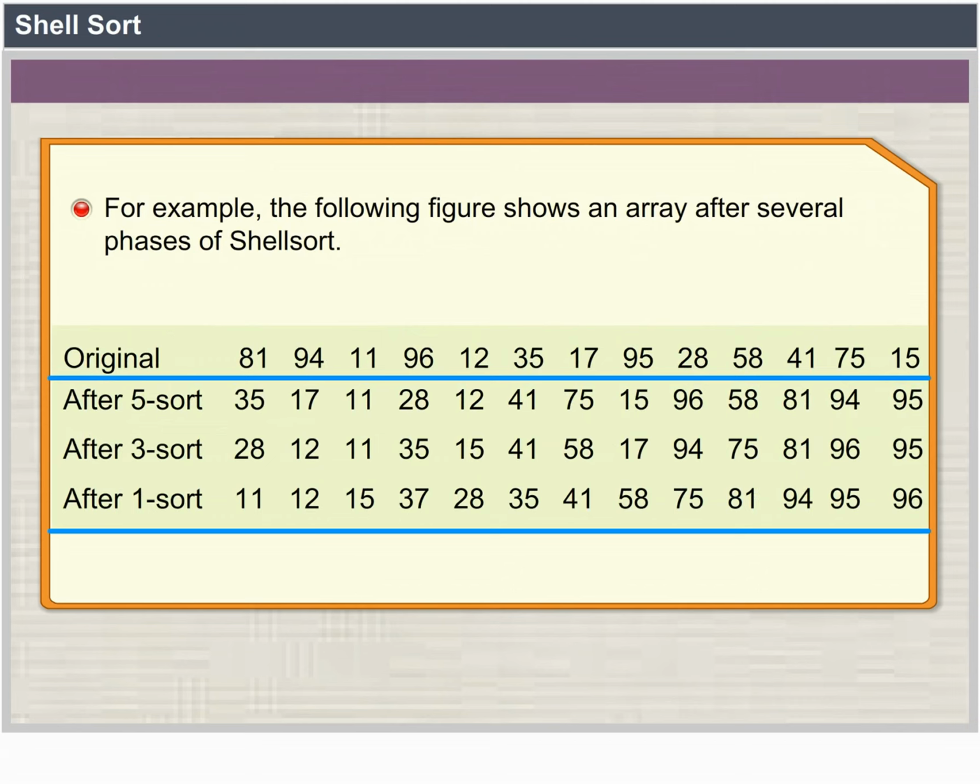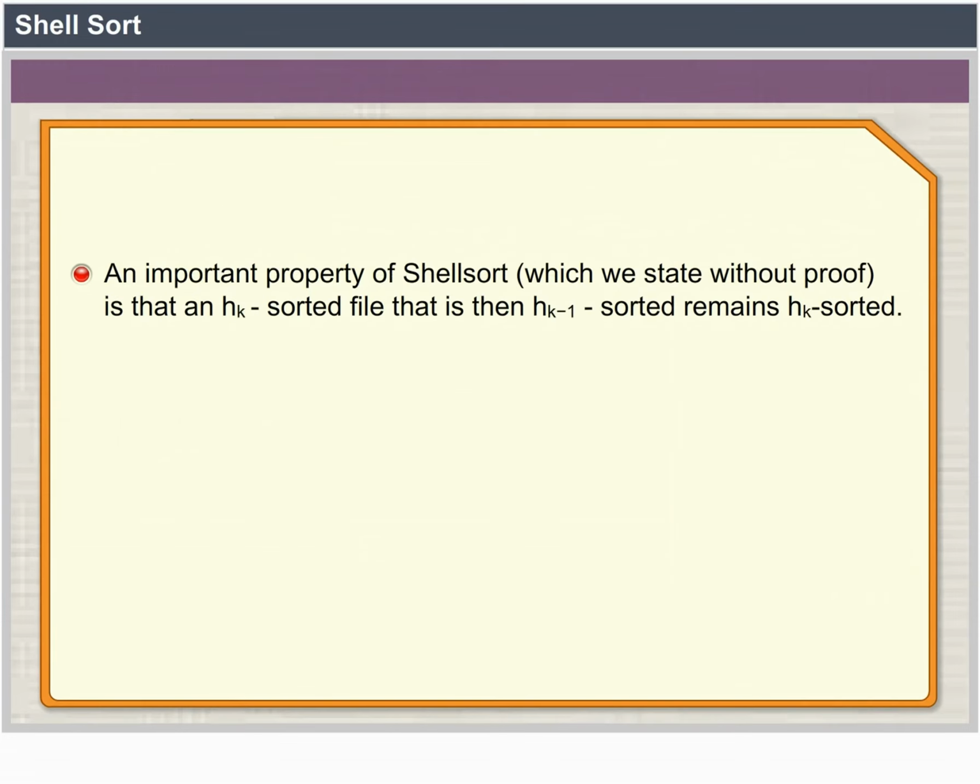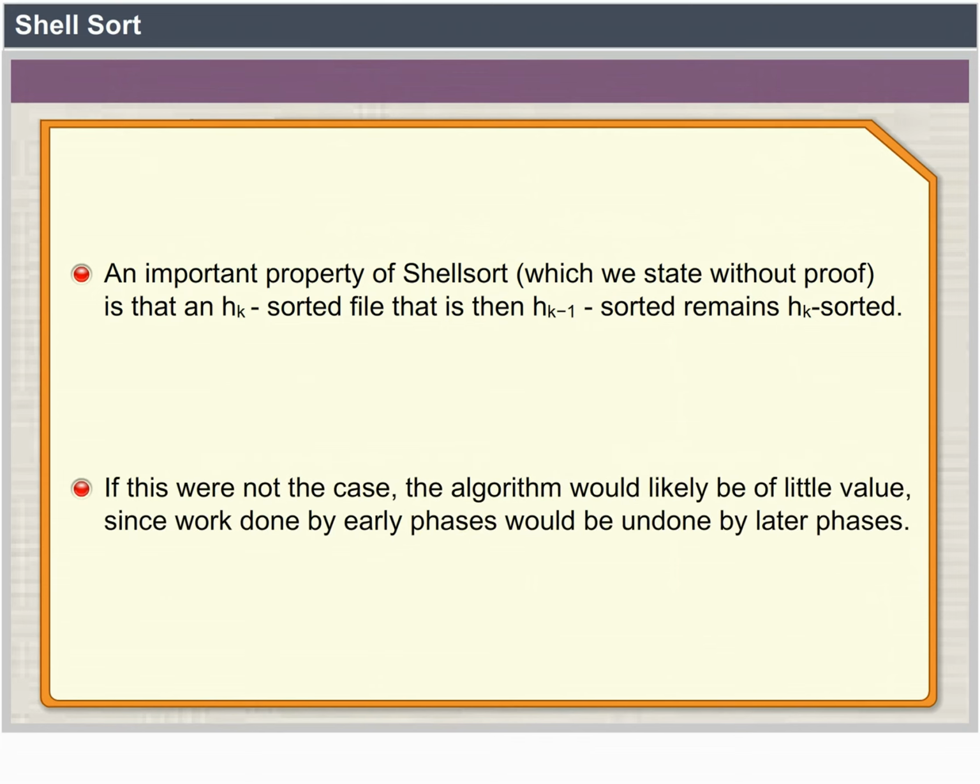An important property of shell sort, which we state without proof, is that an hk-sorted file that is then hk-1 sorted remains hk-sorted. If this were not the case, the algorithm would likely be of little value, since work done by early phases would be undone by later phases.